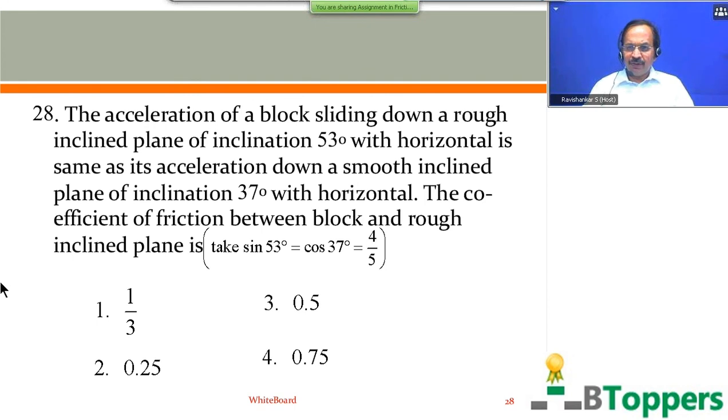So I have shown four options on the screen. First option 1 by 3, second option 0.25, third option 0.5, and fourth option 0.75. Come on, try the question.